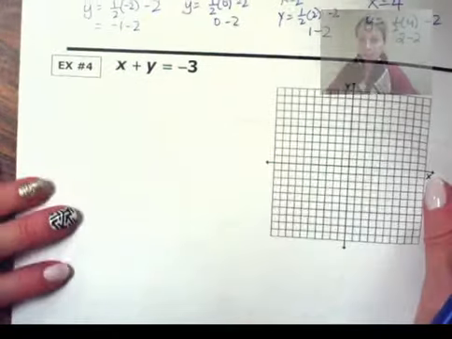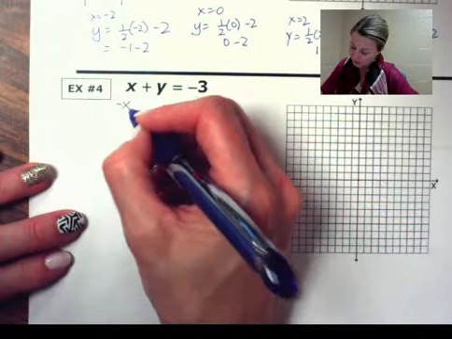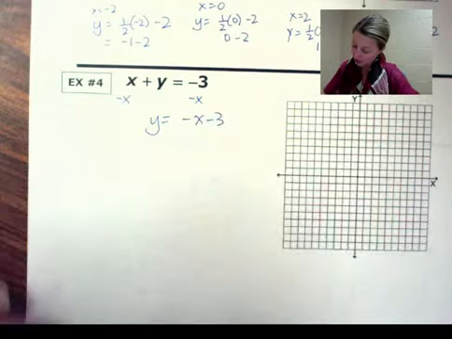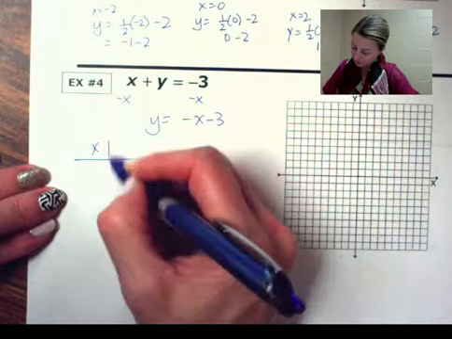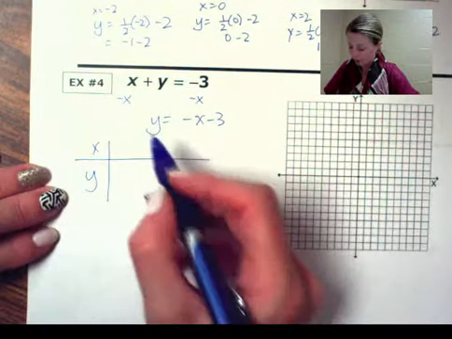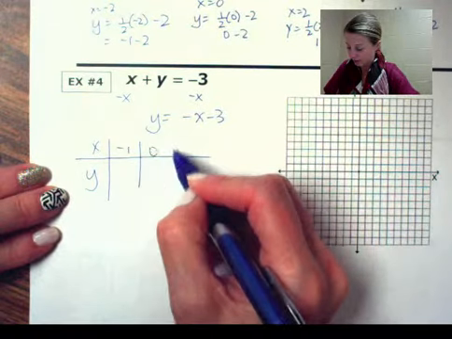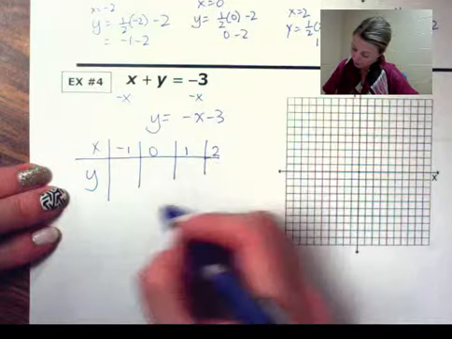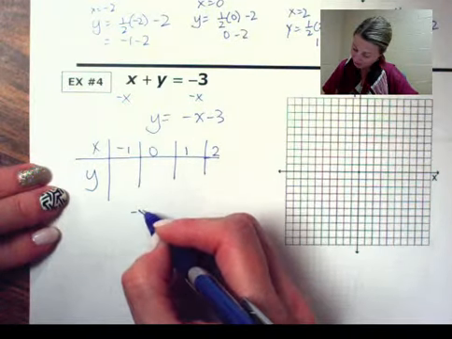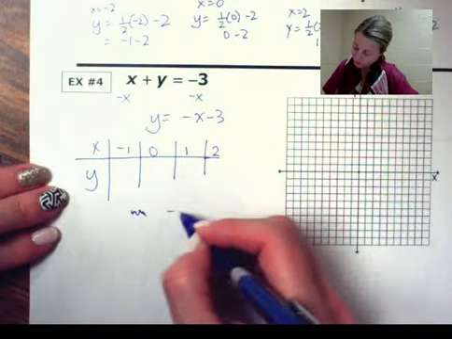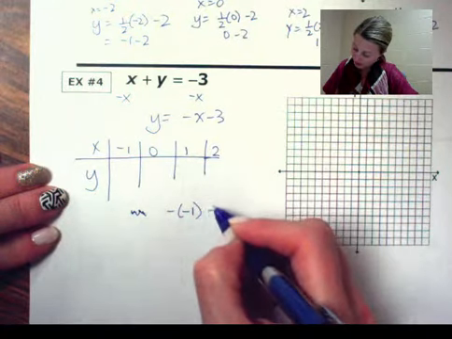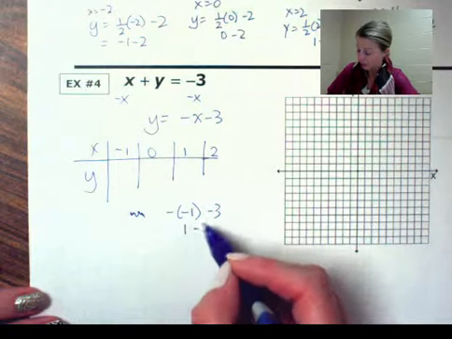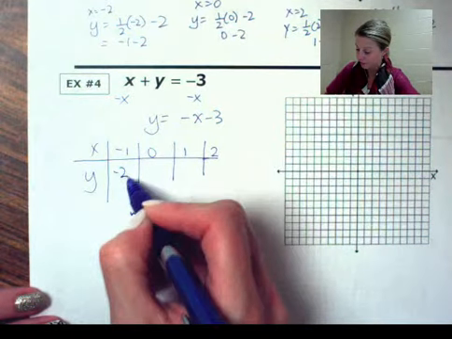Okay, the last one, when we solve for y, we will have y equals negative x minus 3. Okay, so I'm going to speed this up a little bit. I'm going to plug in negative 1, 0, 1, 2. When I plug in negative 1, I'm going to have negative 1 minus 3. So negative negative 1 simplifies to positive 1 minus 3, so that's negative 2.